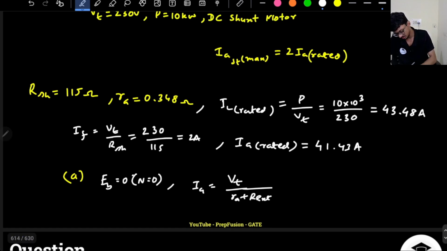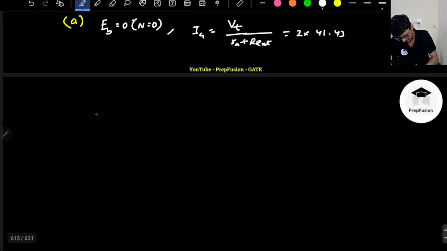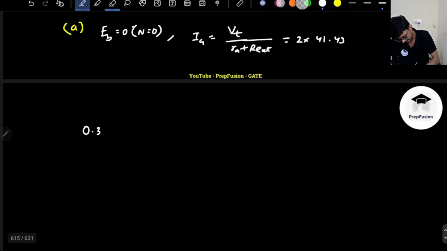Now I can easily solve this. Now this will be simpler. This will be 2 times the IA rated, 41.43. VT is 230. So RA is 0.31 something, right? 0.348.